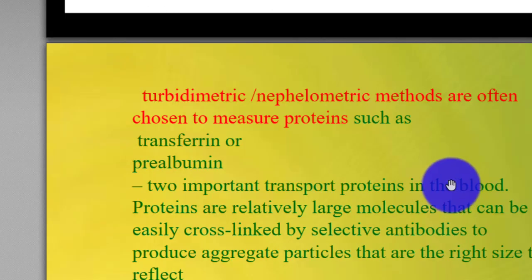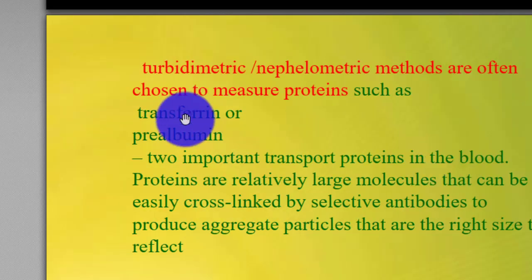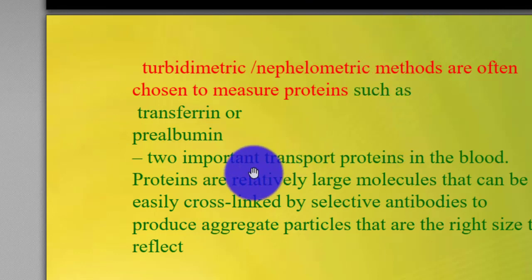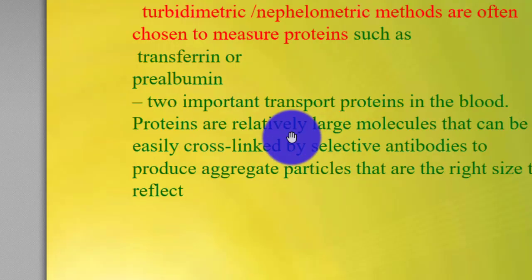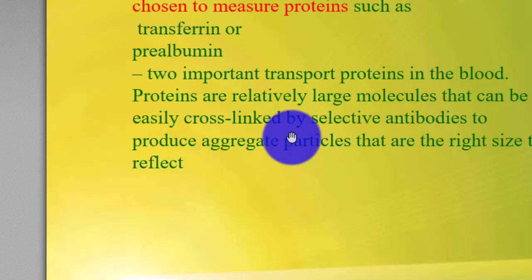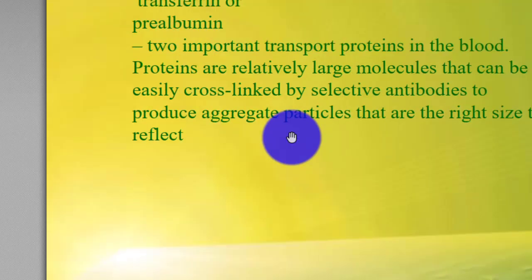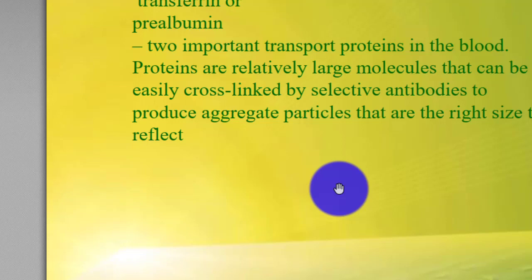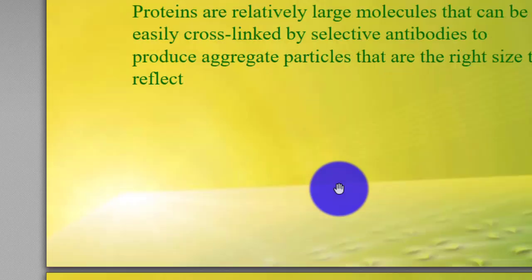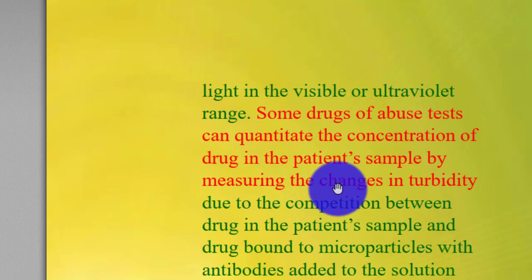Turbidimetric and nephelometric methods are often chosen to measure proteins such as transferrin or microalbumin, two important transport proteins in the blood. Proteins are relatively large molecules that can be easily cross-linked by selective antibodies to produce aggregate particles that are the right size to reflect light in the visible or ultraviolet range.